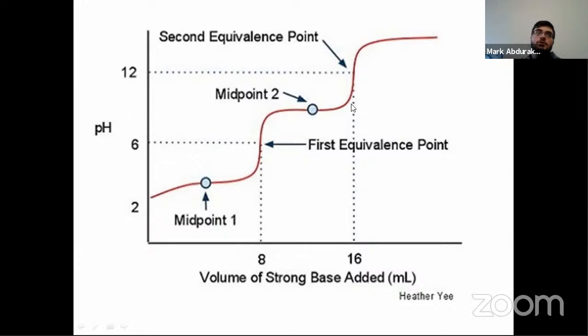They may ask you, what is the pKa of H2SO4, for example? Looking at this graph, you would have to look for the midpoint, find the pH it corresponds to, and that's what it is. So 4 in this case. Okay.